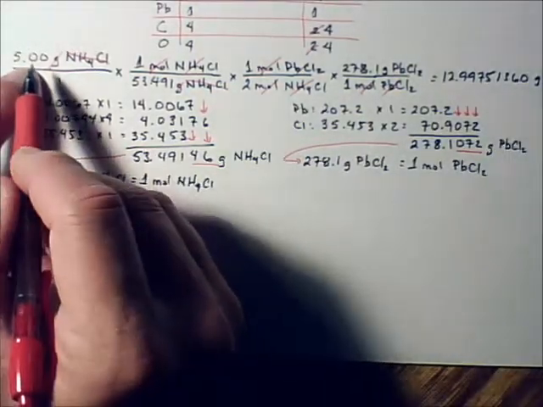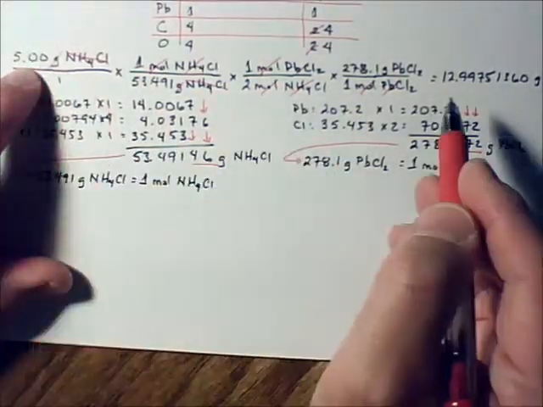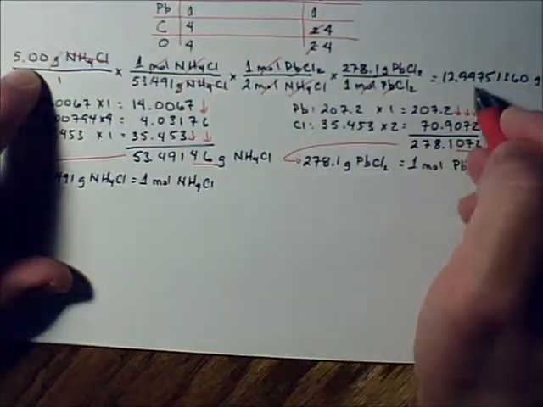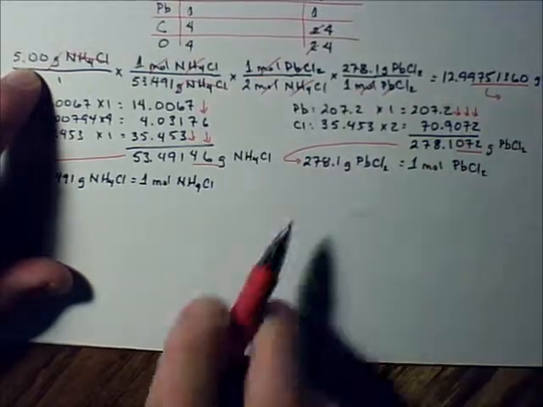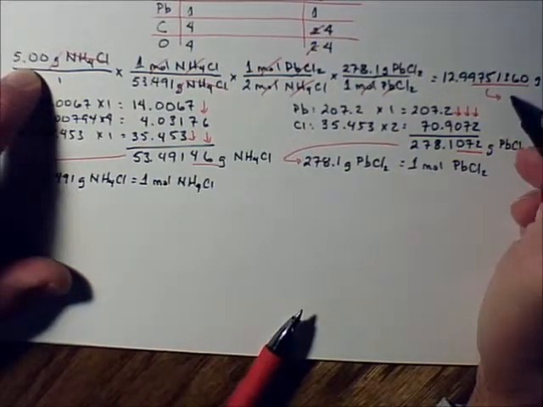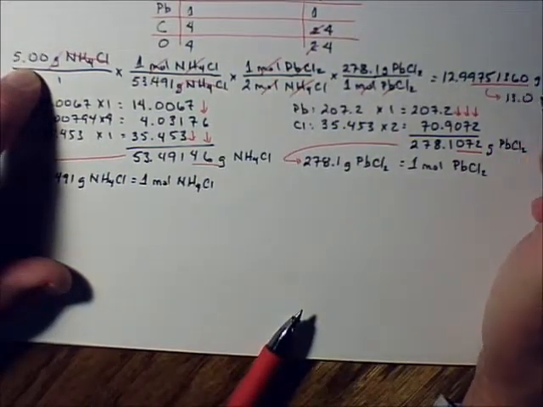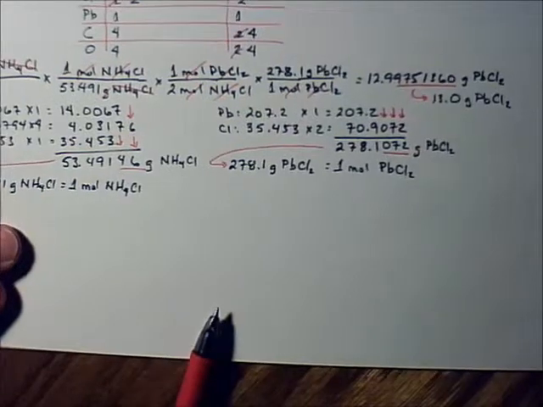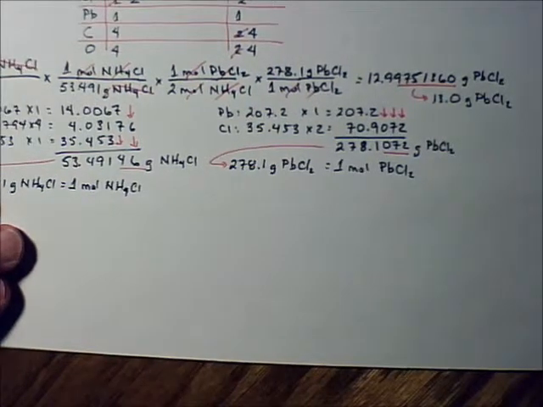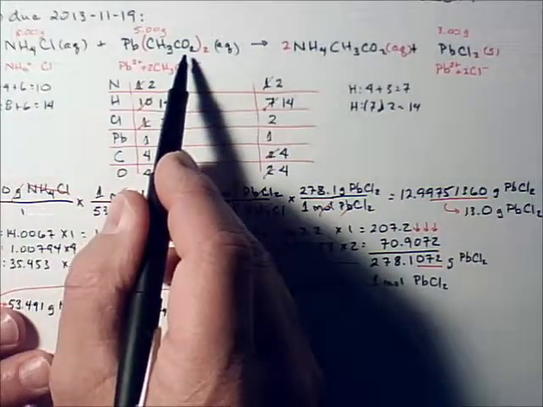This number of the measured and calculated numbers has the least digits, so we want our final answer to have that same number. I'm going to underline everything after the first 3 digits and round it off, and we get 13.0 grams of lead 2 chloride. Okay? Now that's the first of the 2 calculations. We're going to do another one now, starting with the other species, this 5 grams of lead acetate.